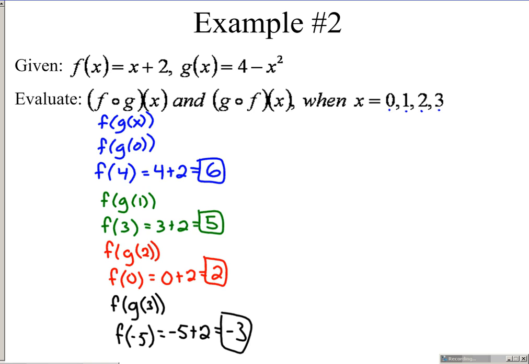Now we're going to do the exact same thing, but we're going to compose it in the opposite direction. So I'm going to do g composed with f of x. Remember, that is g of f of x. So the first one I'm finding is g of f of 0. F of 0. Plug 0 into our f function. We get 0 plus 2. So that's g of 2. Plug 2 now into our g function. 4 minus 4 is 0.